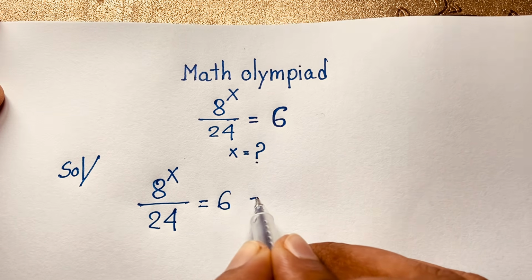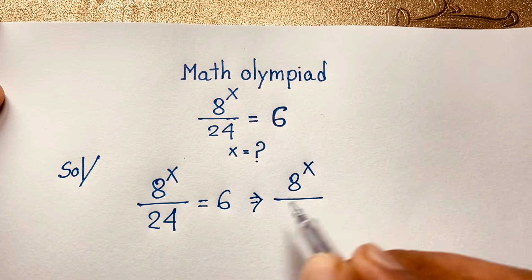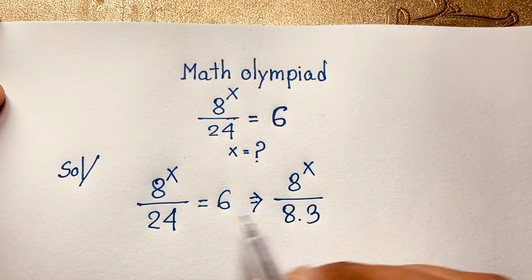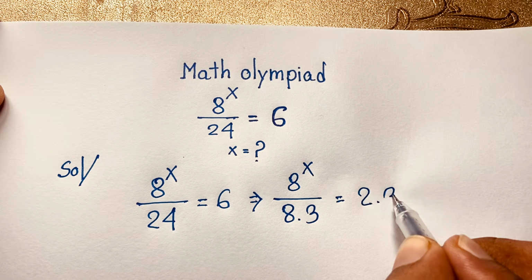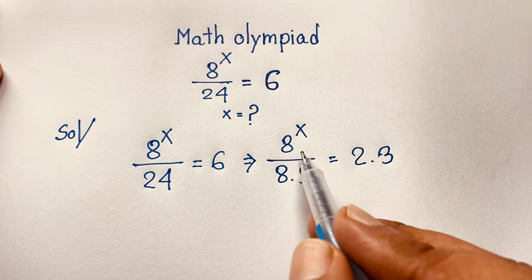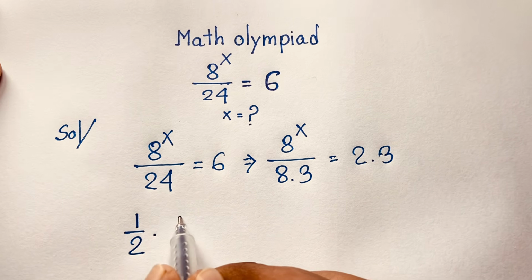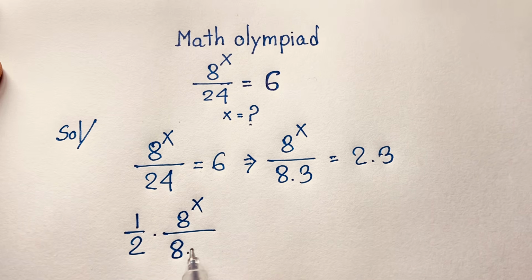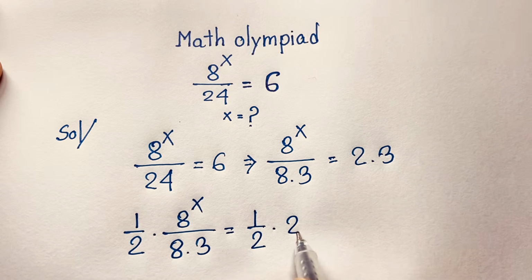This is our question. Then this is 8 to the power x over 24, you can say that it will be 8 times 3, this is 24. Then this 6, it will be 2 times 3, 2 times 3, this is 6. Now I multiply this below by 1 over 2, so 1 over 2 times 8 to the power x over 8 times 3 is equal to 1 over 2 times 2 times 3.